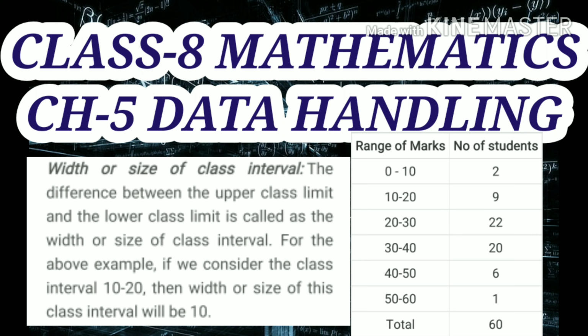In the similar way, you can find the width or class size or class height by just taking the difference of upper limit and lower limit of any class interval. For example, if you want to find the class width of class interval 50 to 60, then you will again subtract the lower class limit from the upper class limit. That is, you subtract 50 from 60 and again you will get the class height as 10.